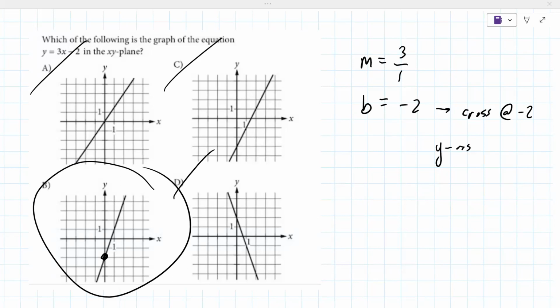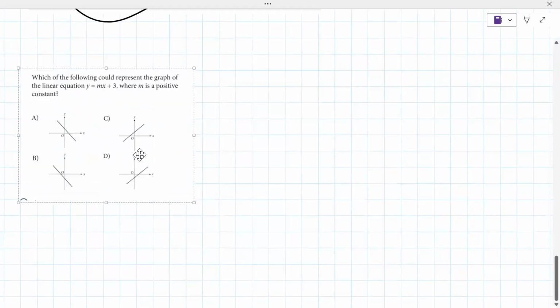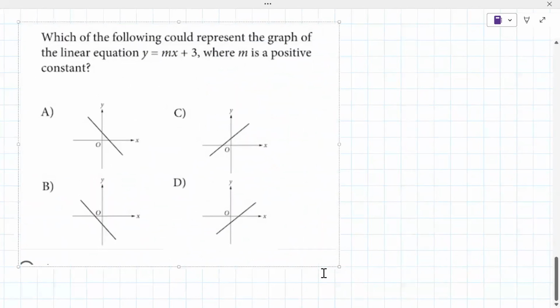Let's try this one here. It's kind of symbolic, but we talked about some of these concepts. Which of the following could represent the graph of the linear equation y equals mx plus 3, where m is a positive constant? What that means is m is a positive number. So you can maybe pick a positive number if you want.